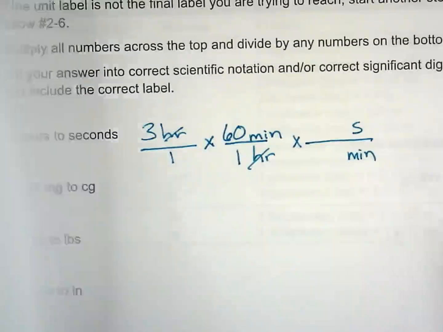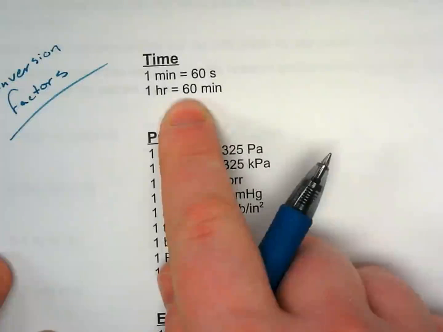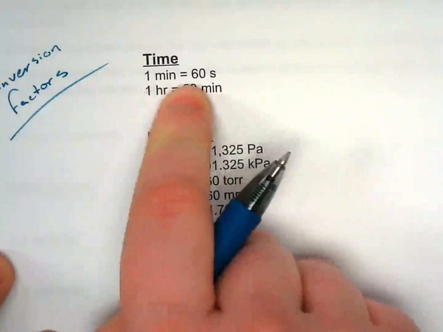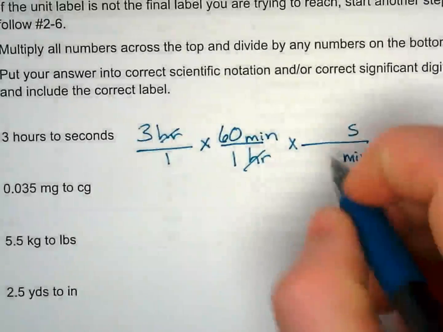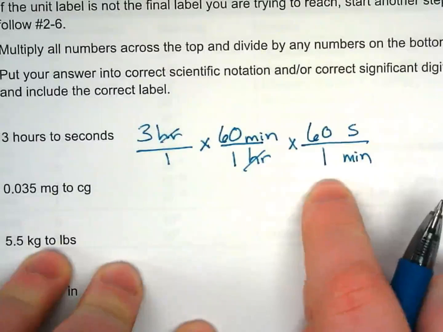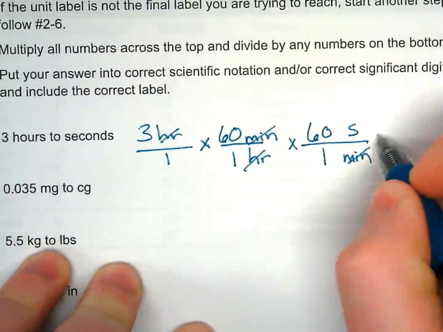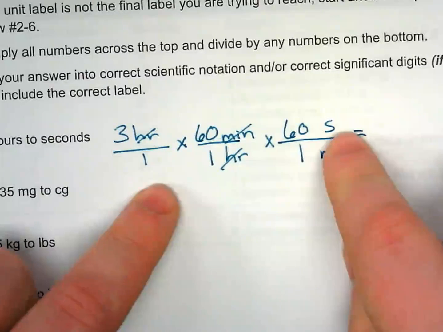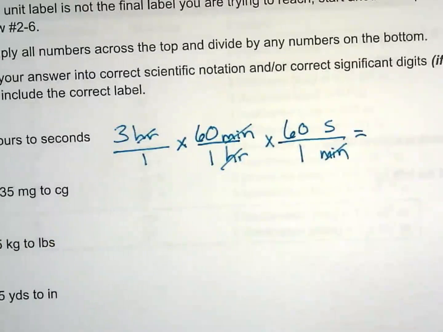So there is step number 1, 2, and 3. And now we have to do step number 4 again, which is now how many seconds do we have in a minute? Well, we've got 60 seconds in 1 minute. Okay. Cross out those guys. And what we'll be left with here is seconds.